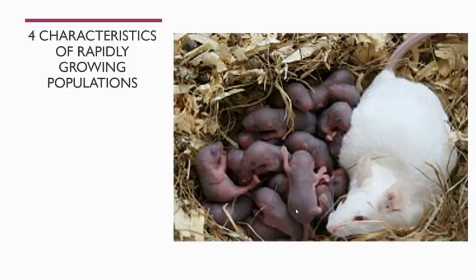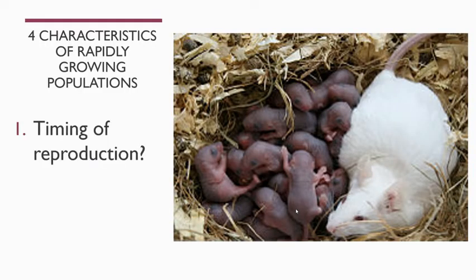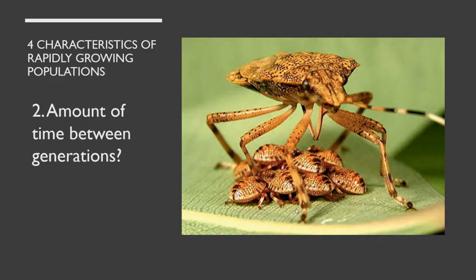We see four characteristics of populations that grow rapidly. Timing of reproduction, right? If they reproduce early in life, then we see populations grow much faster. Another characteristic is the time between generations. So if a generation reproduces early in life and they grow up quickly to again be able to reproduce, then the time between generations is short. So short generation time is a rapidly growing population.